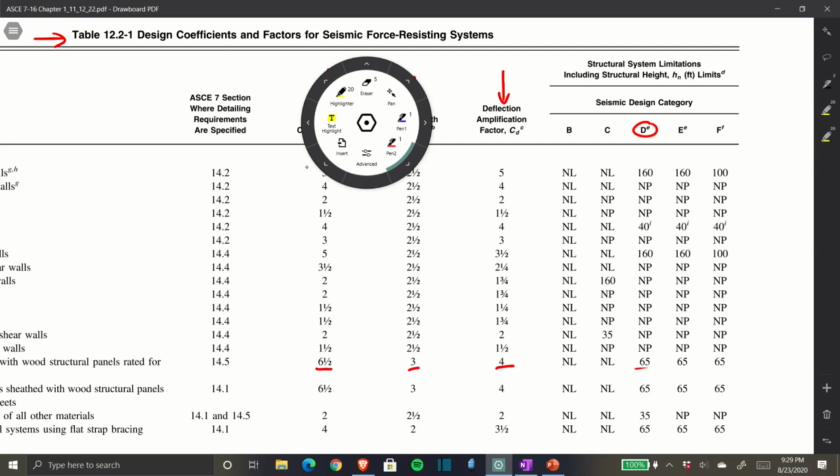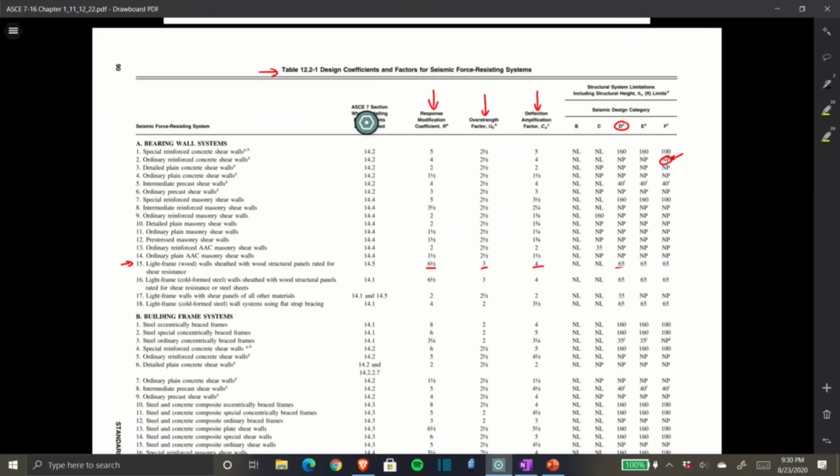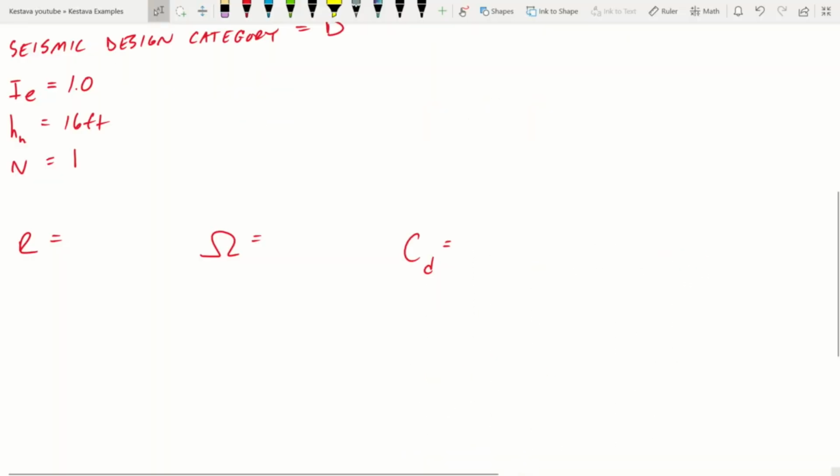Okay. If you see NP, like right here, that means not permitted. So keep an eye on those. The code does kind of help you along to say, hey, you can't use that right off the bat. You need to design with some other type of seismic force resisting system, which is pretty great. All right, so let's jump back and get that info down. R, we said, was 6.5.